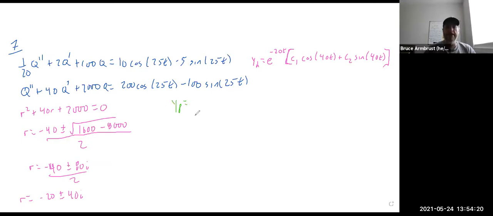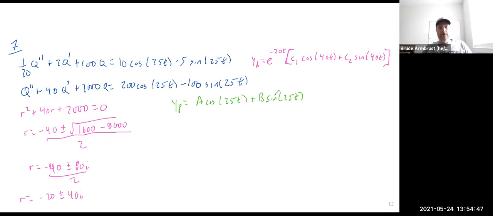And for this one, I'm going to make a guess again. I'm going to make the guess that it's A cosine of 25t plus B sine of 25t. And I'll leave this to you to figure out what the A and the B are. But I think undetermined coefficients is going to be fast enough here, especially since we have a different function than what we found when we solved the homogeneous. So that's going to get you your Y.